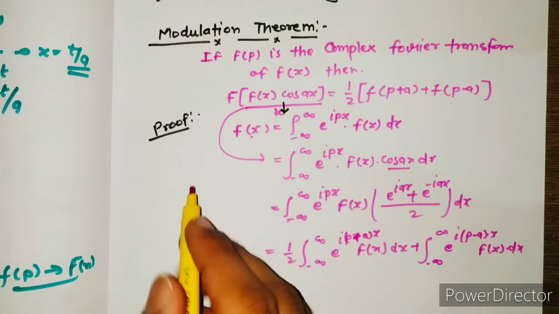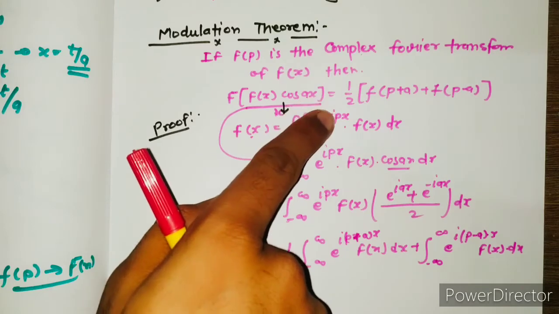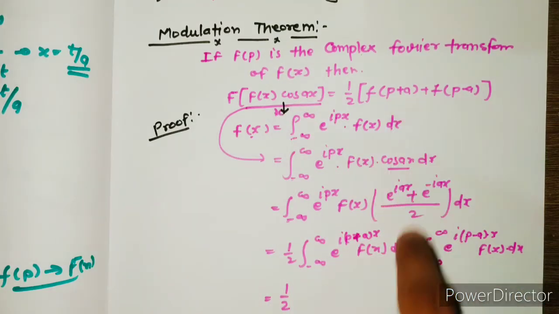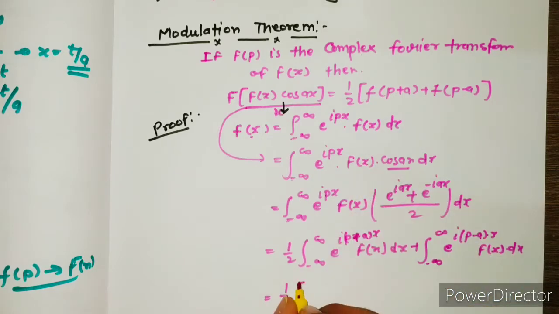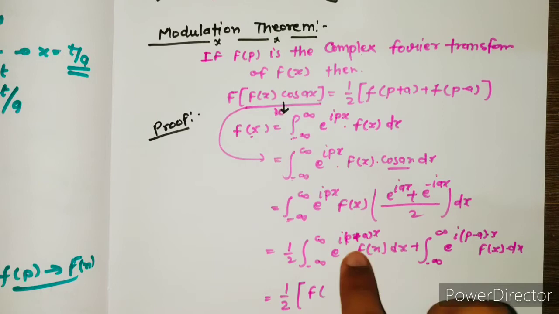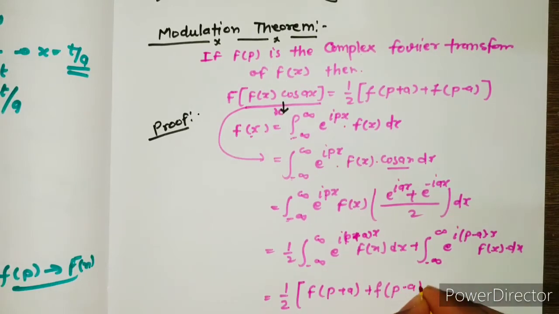When we compare this formula, the integral from minus infinity to infinity of e^(i(p + a)x) f(x) dx, we can write F(p + a), and the other term, F(p - a). This is the proof of our final result.